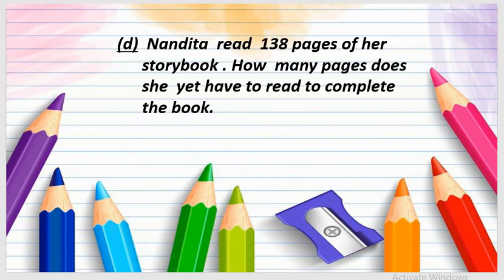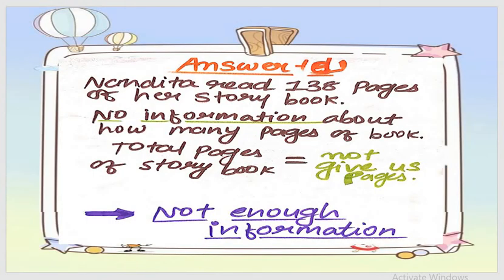Okay, so here, students, let's check the question again. Nandita read 138 pages of her storybook, and how many pages does she yet have to read to complete the book? Here there is only information about how many pages she read, but we don't know how many pages the storybook has. So this is not full information, and that's why we say there is not enough information. So how can we write the answer?